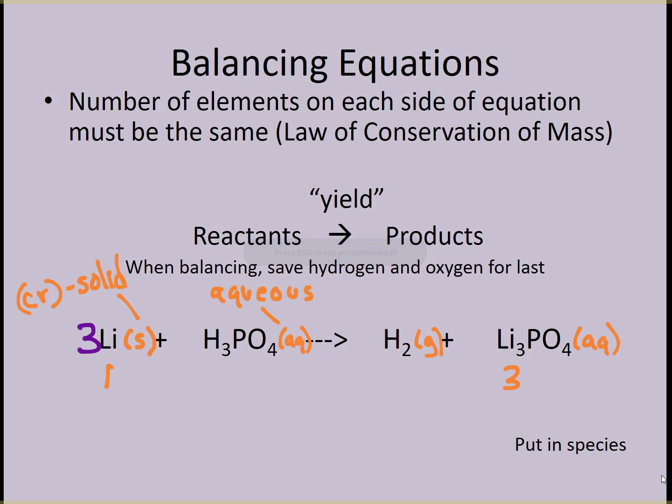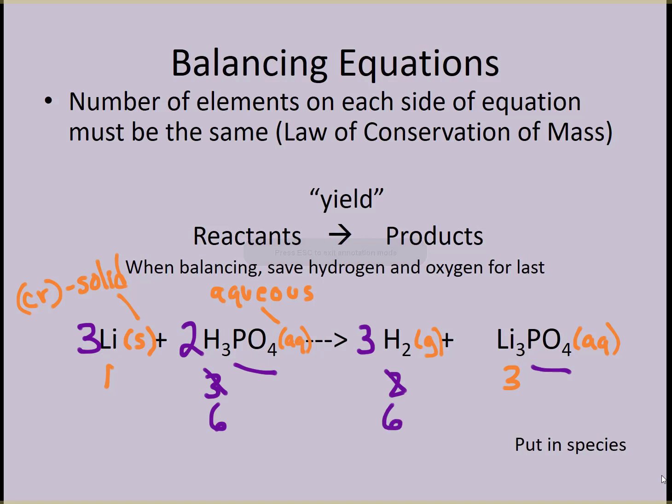Let's do something else. My phosphate, my PO4, seems to stay together, and there's 1 and 1, so that looks okay. So let's go and do the hydrogen now. I have 3 hydrogens here and 2 here. So in this case, I want a common number that both 3 and 2 go into, and that number would be 6. So I'm going to put a 2 in front of the one that has 3, because 2 times 3 would give me 6. And I'm going to put a 3 in front here. So now I have 6 hydrogens on each side.